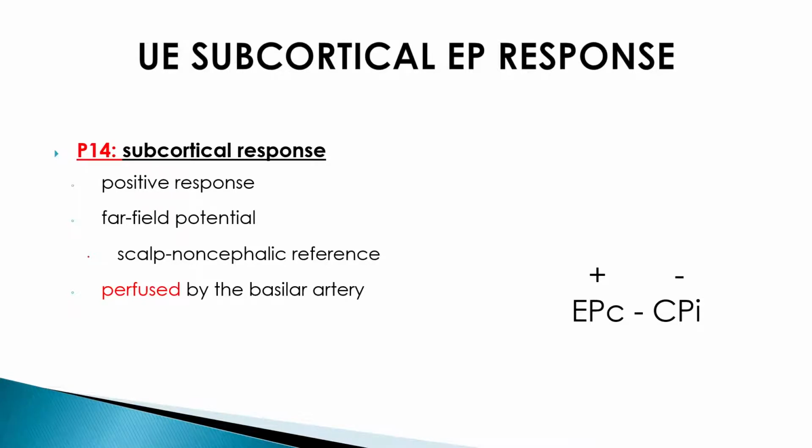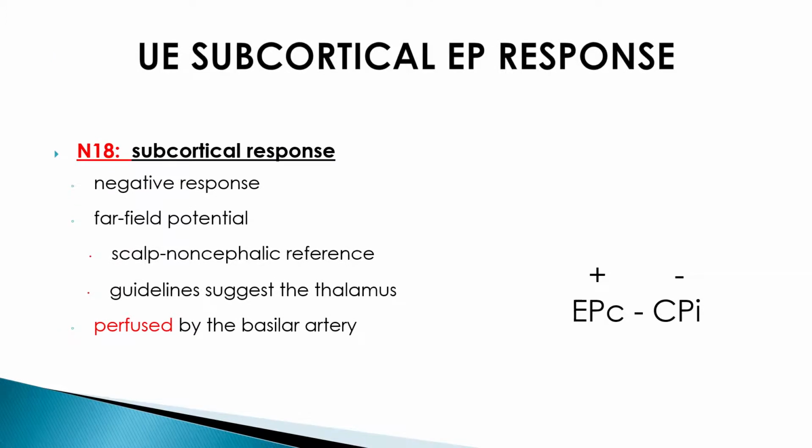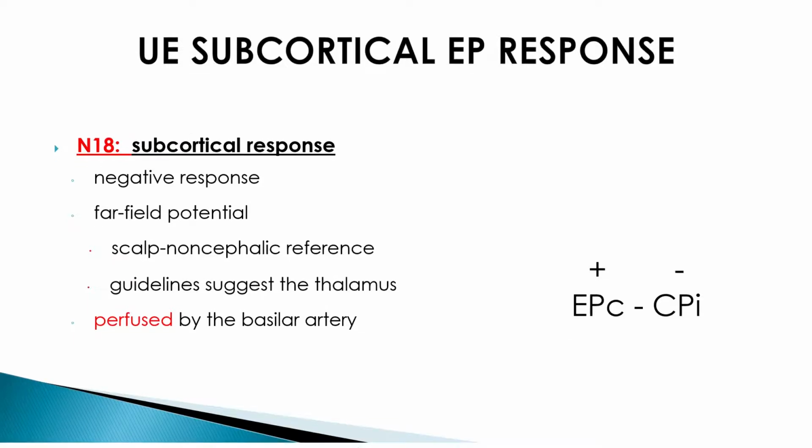The first component of the subcortical response is the P14 response. Now this is a far field potential. The P14, or the subcortical response, is perfused by the basilar artery. Then N18 is the second component of the subcortical response. It's a negative response, also a far field potential. It's recorded by using a scalp to non-cephalic reference. We'll talk about that in a second. The guidelines suggest that this response is being generated from the thalamus, but it's generated nonetheless in the upper part of the brainstem. Again, perfused by the basilar artery.